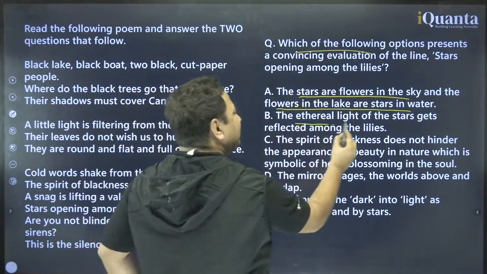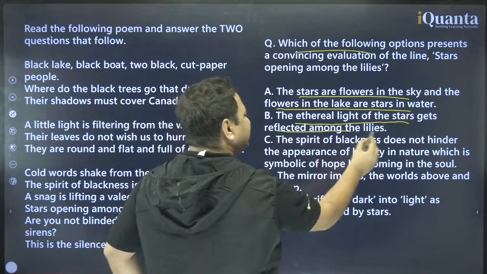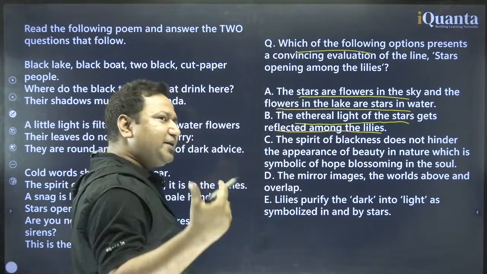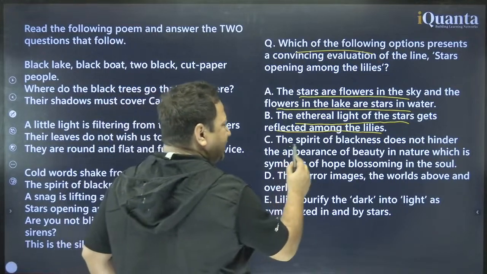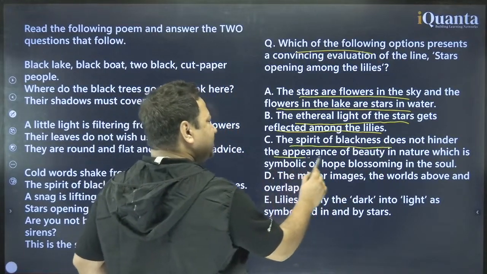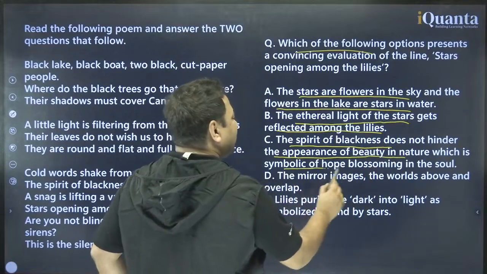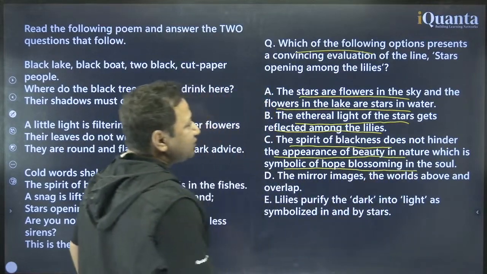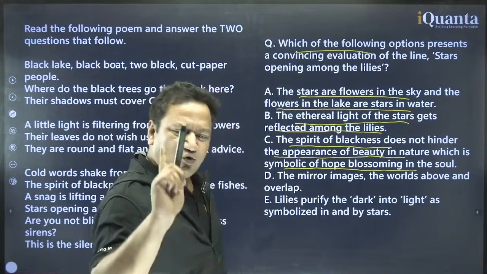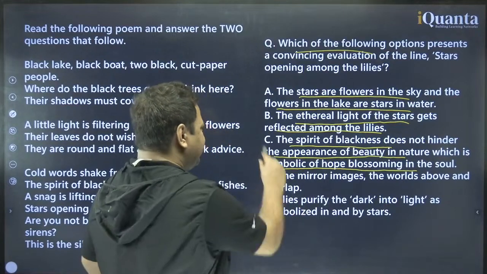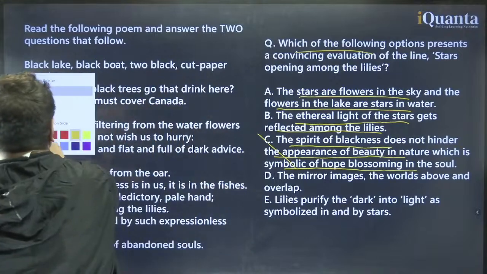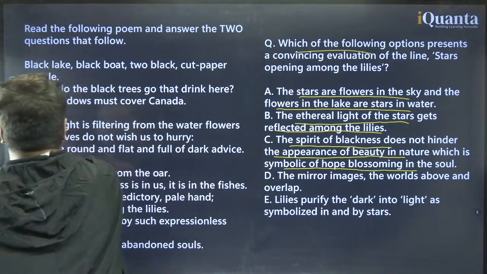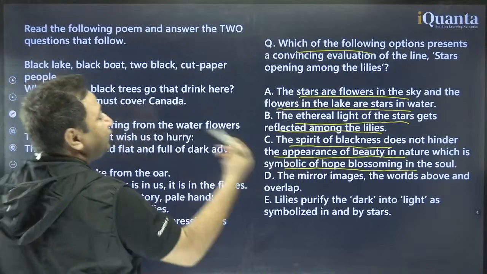The ethereal light of the stars gets reflected among the lilies. Reflected among the lilies? Or let's read others also. The spirit of blackness does not hinder the appearance of beauty in nature, which is symbolic of hope blossoming in this soul. There's one thing for sure, there is no hope in this poem. Anything positive? Just a minute. Yes, the hope was there, but at the very same time, author is not hoping anything, isn't it?